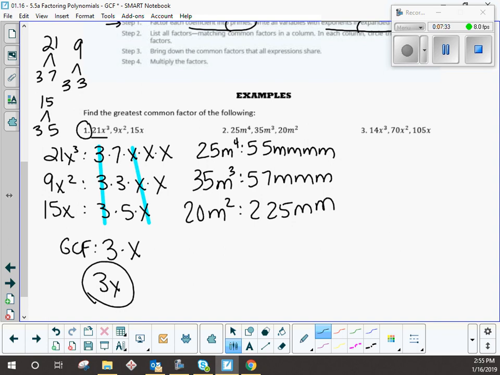25 and 35 can only be factored 5 times 5 and 5 times 7. However, on 20, there is something I need to point out to you. You have to factor numbers like 20 down until you can't anymore, meaning you wouldn't leave 20 like 4 times 5, because 4 can factor more to 2 and 2.